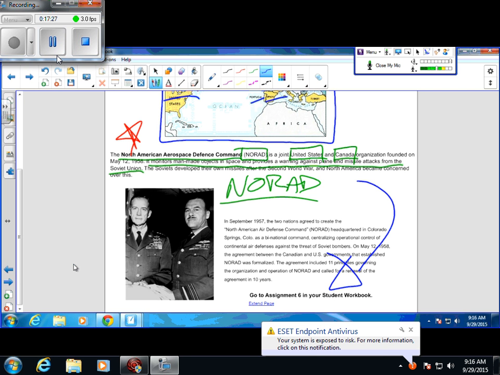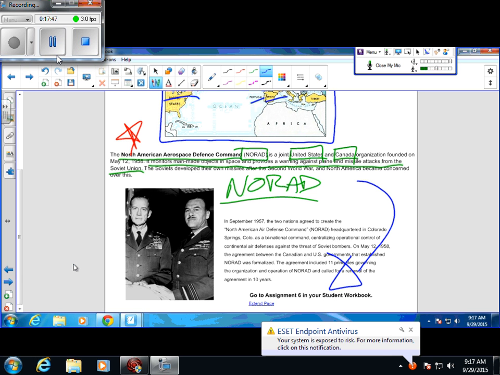So what was NORAD? NORAD is basically an agreement between the United States and Canada. It was formed in 1958. Again, we still have NORAD today. Prime Minister John Diefenbaker signed it when he was Prime Minister.